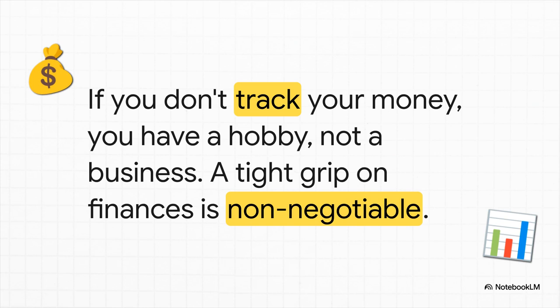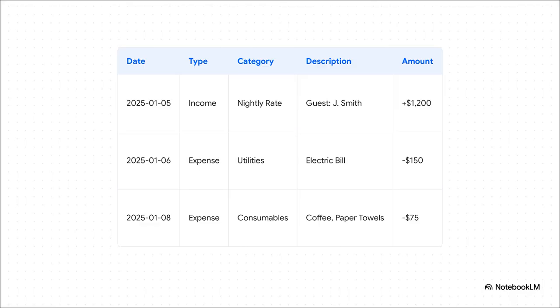Let me be blunt. If you don't have a rock-solid grip on your income and your expenses, you don't really have a business. You've got a very expensive hobby. And you know what? It all starts with something as simple as this: a transaction log. Seriously, that's it. Every single dollar that comes in from a guest's stay, every single dollar that goes out for the electric bill, for coffee, for new towels, you log it all.